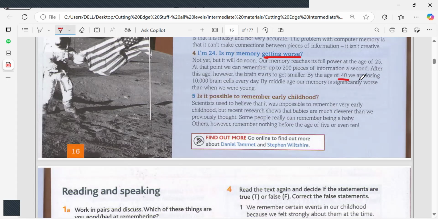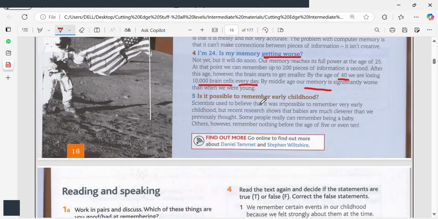After the age of 40, Abdulaziz, we are losing 10,000 brain cells every day. تخيل بعد عمر ال40 الإنسان بيفقد 10,000 خلية في المخ يوميا. Imagine, 10,000 brain cells every day. That's why we need to improve our memory. We need to do activities that help us improve our memory.